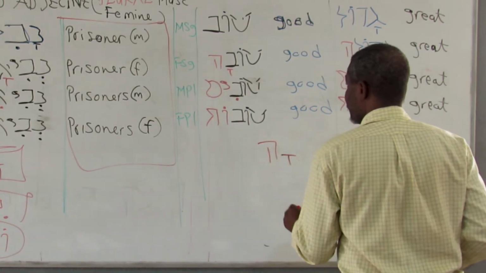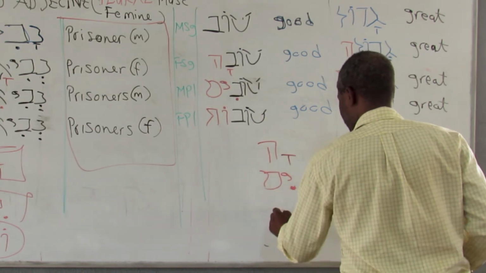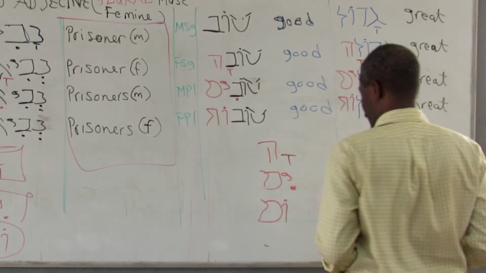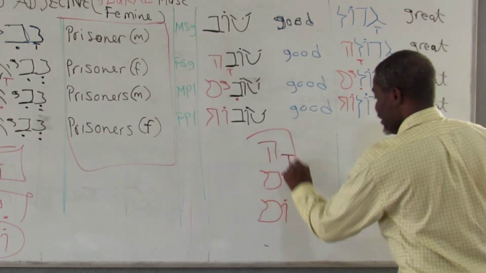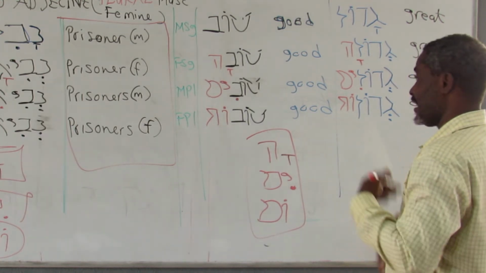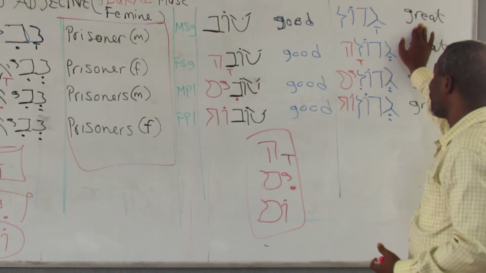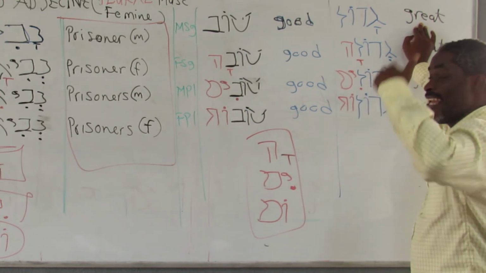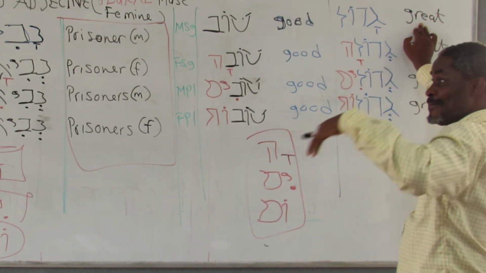hireq yod mem, then holem, full holem, or holem waw, final mem. That is the termination. So if you want to say great prophet, like I told you, you don't put great first. The noun comes first, then the adjective that qualifies it follows and agrees with it in number and in gender.